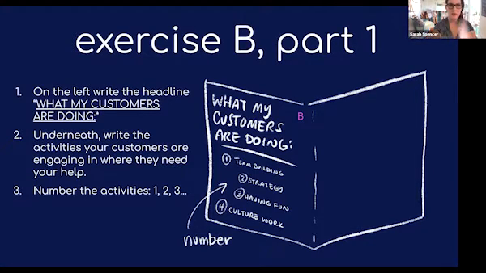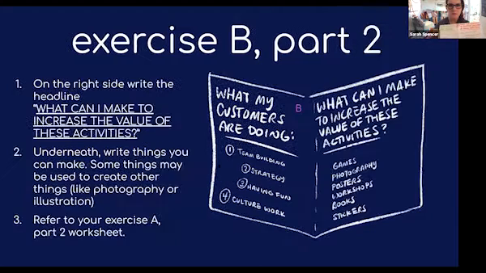And then on the right side, you are going to write on the top, what can I make to increase the value of these activities? So that is where worksheet A comes into play, which is what can I make and what do I need help making? So you can refer to worksheet A in filling out the right side of worksheet B.